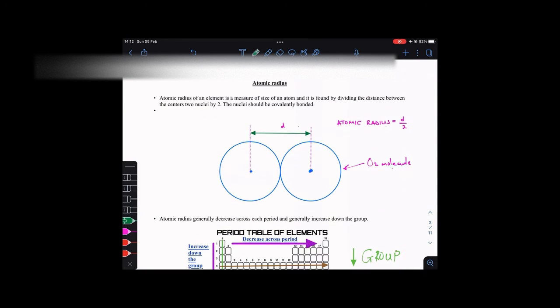So the next thing I'm going to look at is atomic radius. The atomic radius of an element is a measure of the size of an atom, and it is found by dividing the distance between the centers of two nuclei by 2. The nuclei should be covalently bonded. So suppose this is an oxygen molecule, which is covalently bonded. What we need to do is measure this distance and then divide it by 2. That's how we find the atomic radius of an atom.